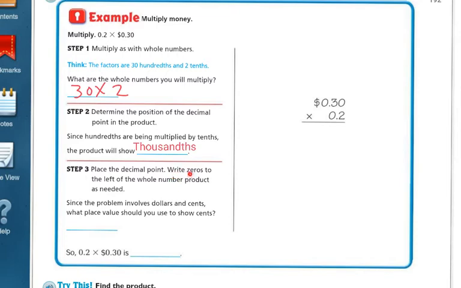Place the decimal point. Then we write the zeros to the left of the whole number as needed in the product. 2 times 0 is 0, 2 times 3 is 6, because we're doing 30 times 2, which is 60. But how many place values do I need? I already said it's the thousandths, so it's 1, 2, 3 place values. After a whole number, the decimal is automatically right here, so I'm going to move it over 3 places. 1, 2, I don't have a number there, so I'm going to add a 0 so that I can move it over 1 more. So I put my 0 here and my decimal right there.